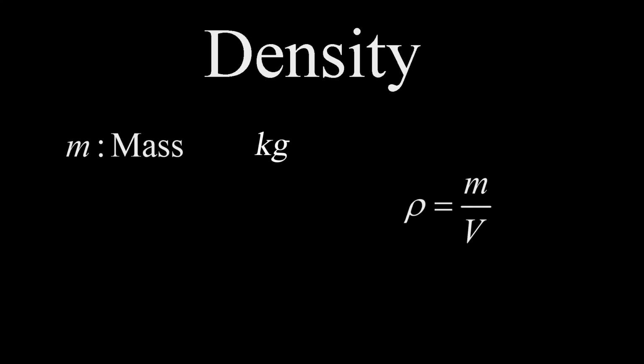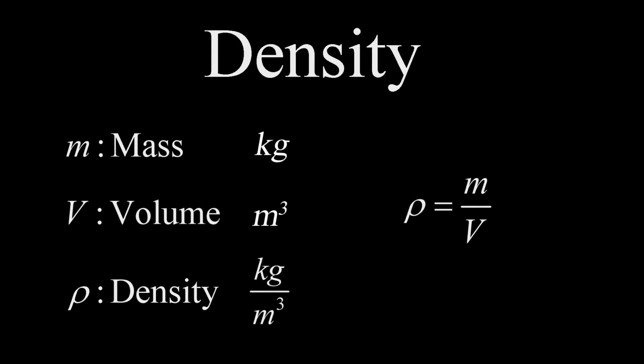Density is defined as mass per unit volume. Here, m is mass with units of kilograms, V is volume with units of meters cubed, and rho is density with units of kilograms per meter cubed. As the mass in unit volume increases, so does its density.